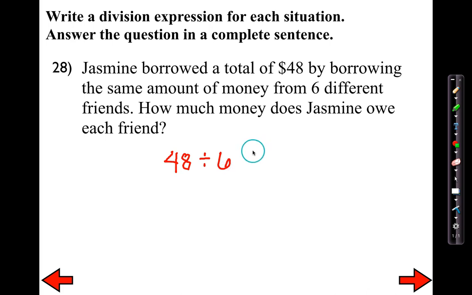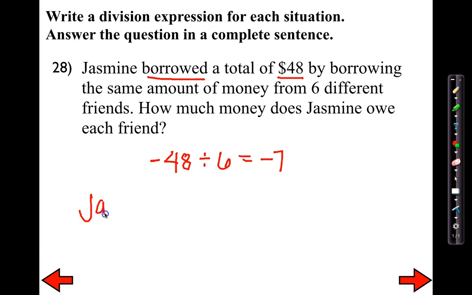Okay, but note there's something important that I missed. Notice she is borrowing $48. Because she's borrowing, I'm going to go ahead and represent this as a negative 48. Okay, so here, what is the answer? What times 6 gives me negative 48? I would say negative 7. So notice because this number is negative, it's kind of reminding me that Jasmine owes each friend.